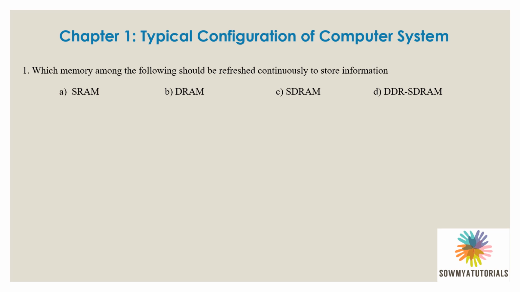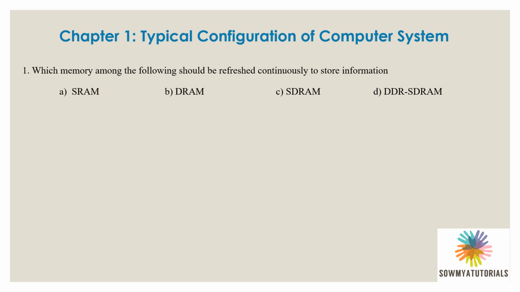So option A, SRAM, which means static RAM. Static RAM is a type of random access memory that retains data bits in its memory as long as the power is being supplied. So that is SRAM, static random access memory.